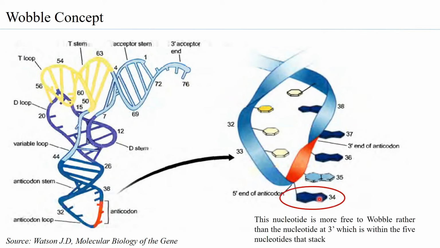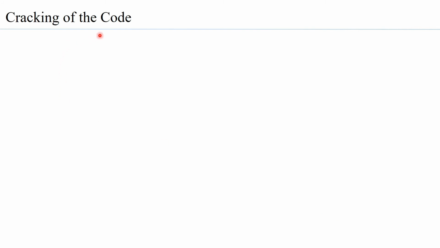Now let us look at how the code was cracked. What do we mean by cracking of the code? We know that there are 61 codons that code for amino acids, AUG being the start codon. That is what we know. Now, whether AAA codes for lysine, or CCC codes for proline, or UUU codes for phenylalanine, how do we know that? Which codon is assigned to which amino acid? That is what we understand by cracking of the code.